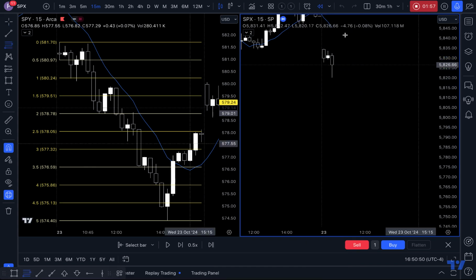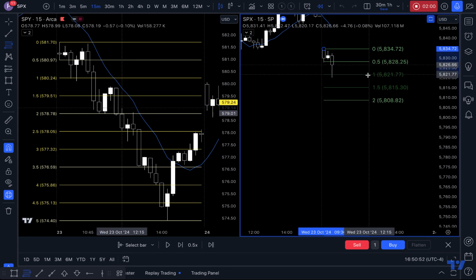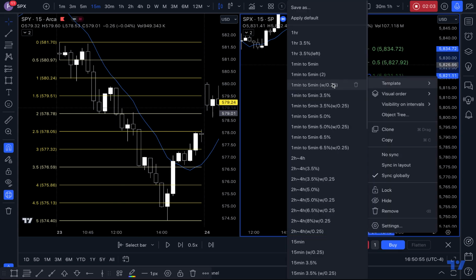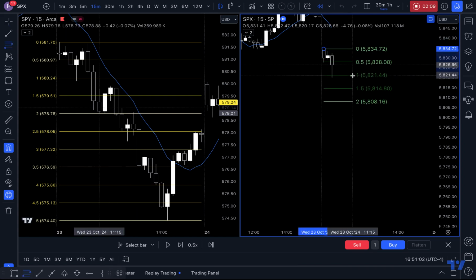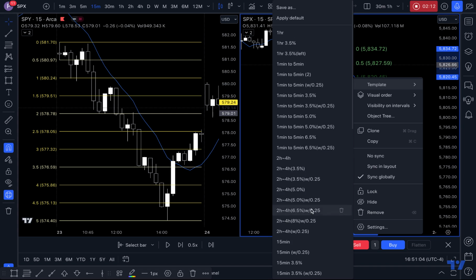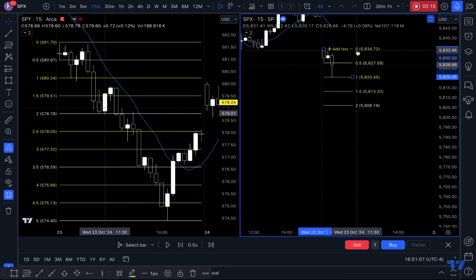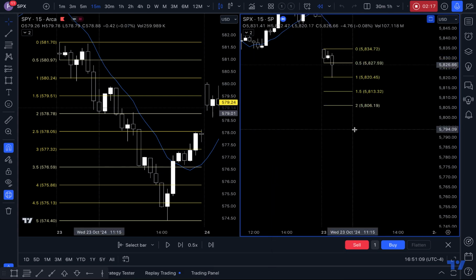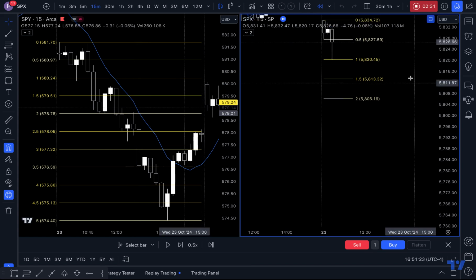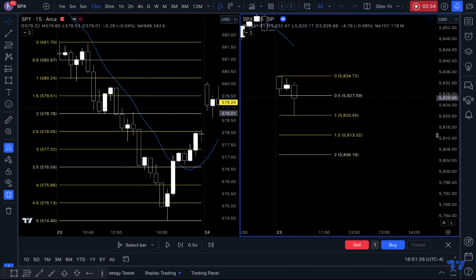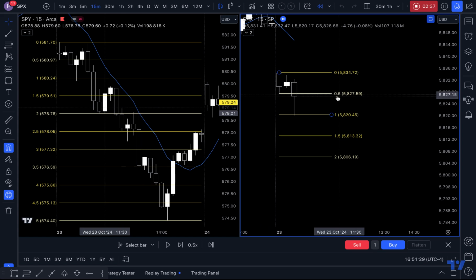Let me explain this to you. This is a typical ORB fib setup that I use, which is from 0.5 to 2. So that's a 1.5 increment, because 0.5 add 0.5 is 1, add 0.5 is 1.5, add 0.5 is 2. Based off the strategy, I usually focus on 0.5 to 2.